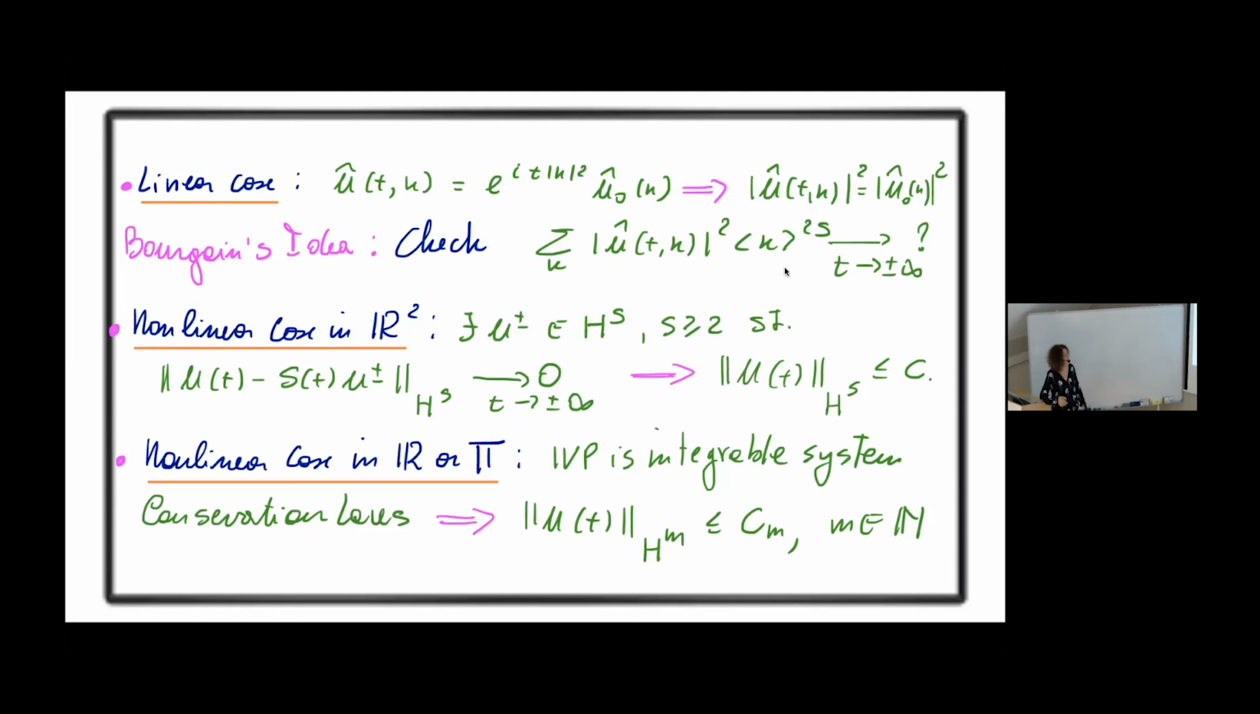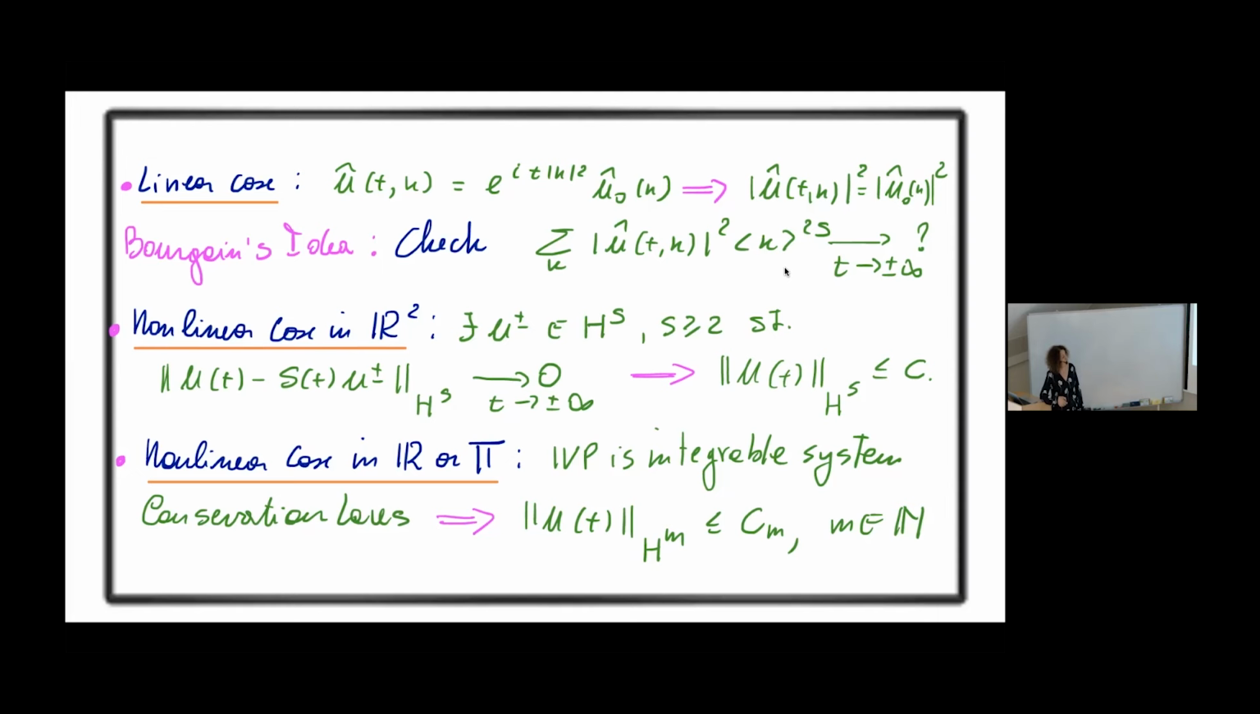And Bourgain decided, if you are in the nonlinear case, maybe one way to see whether there is a motion from low frequency to high frequency can be detected, in a sense, if we multiply by the multiplier k to the 2s. Let's think of s to be greater than 1. And then summing over all the frequencies. Now, you recognize this as being the H^s norm squared. And what we would like to understand is what happens as t goes to plus or minus infinity.